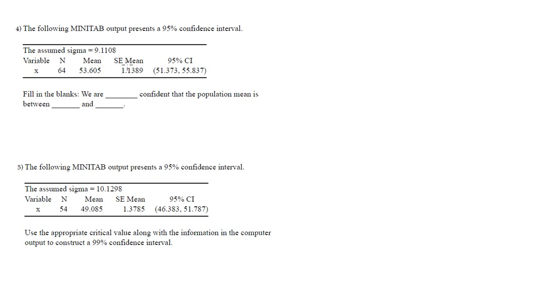And SE mean, that's the standard error of the mean. I'll write that. Standard error of the mean. That's that 1.1389. And in a further problem, we'll discuss how that standard error of the mean factors into creating this confidence interval. So here, 95% confidence interval.